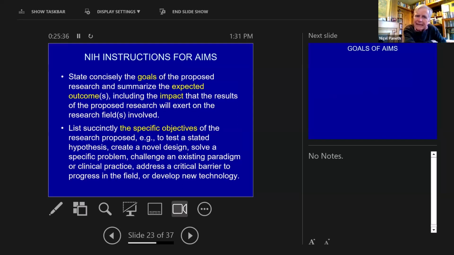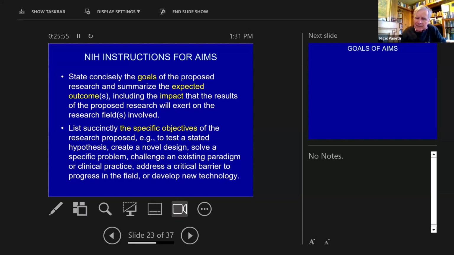Okay, this is what the NIH says you should do for the aims page. State concisely the goals and summarize the expected outcomes, including the impact that the results will have. And then they want you to list succinctly the specific objectives of the research.